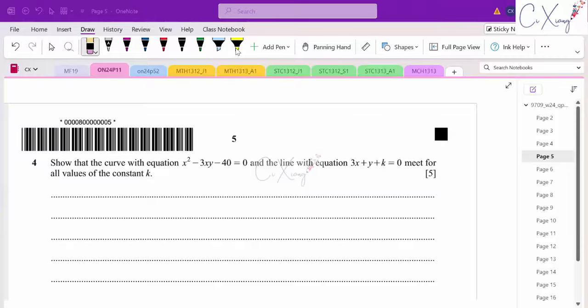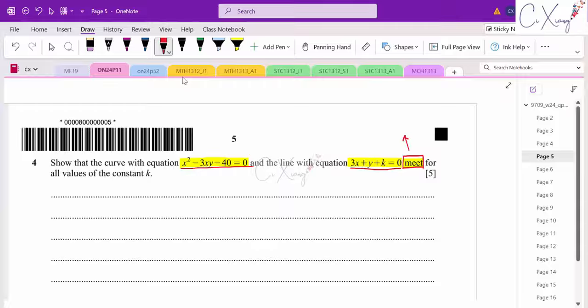So we are now at question number 4. They want us to show that the curve with this particular equation and the line with this equation meet for all the values of the constant k. Right, so we are having a curve. This is a curve equation, and we are having the line equation. We are interested to know how they meet each other. Okay, so basically the meet here tells us that it is intersection. We want to figure out how they intersect with each other.